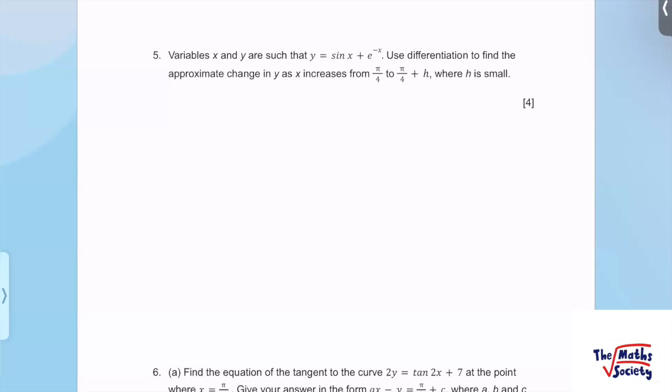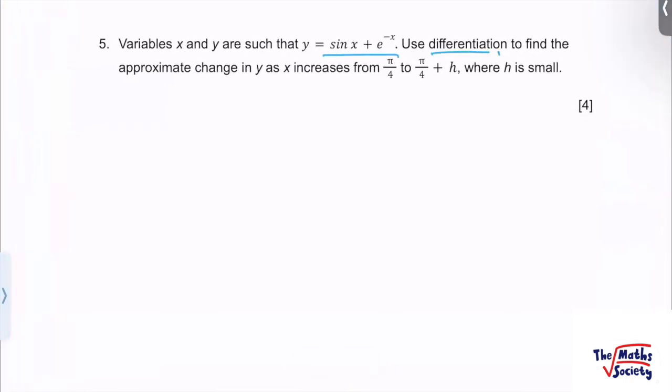Okay, so we move on to number 5, which says that variables x and y are such that y is equal to sine x plus e power minus x, and you need to use differentiation to find the approximate change. So this is a change from pi by 4 to pi by 4 plus h, where h is small. So we know that x is equal to pi by 4. Change of x is equal to h. So we want the increase in y. y is equal to sine x plus e power minus x.